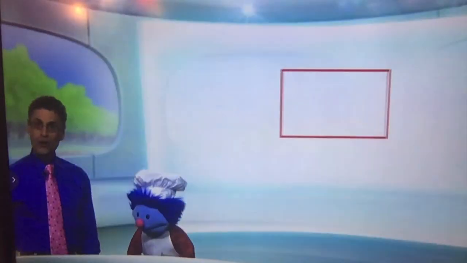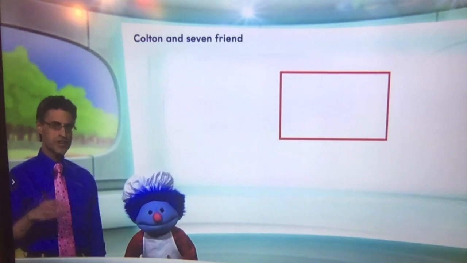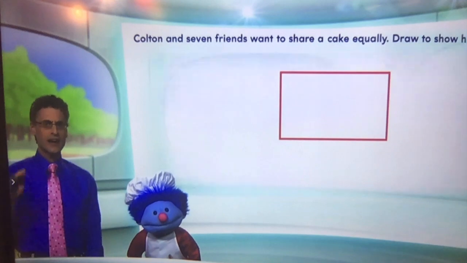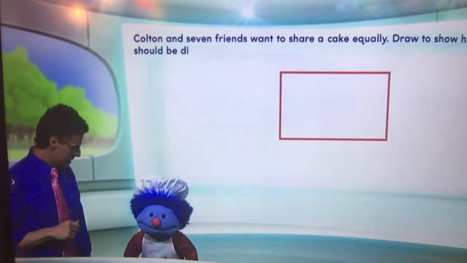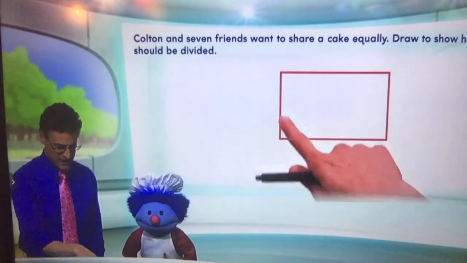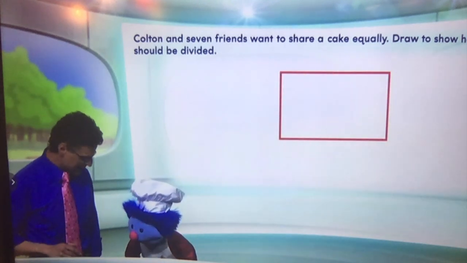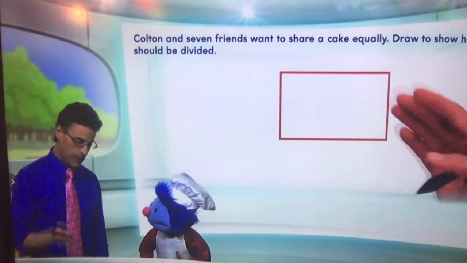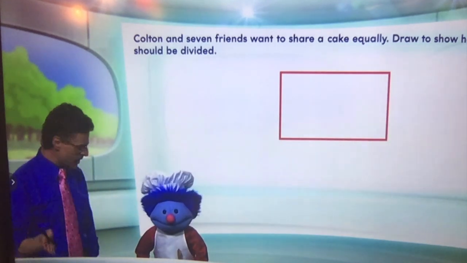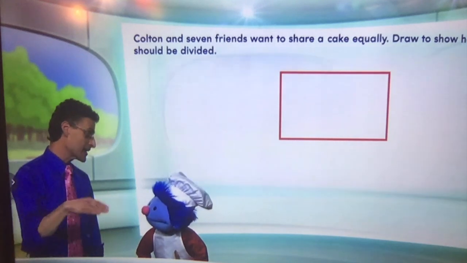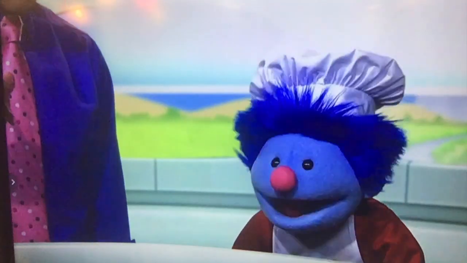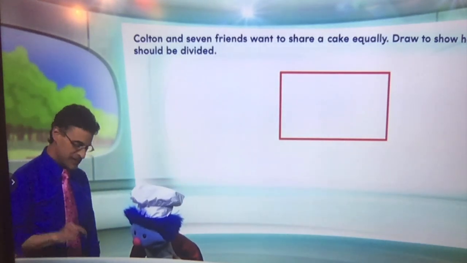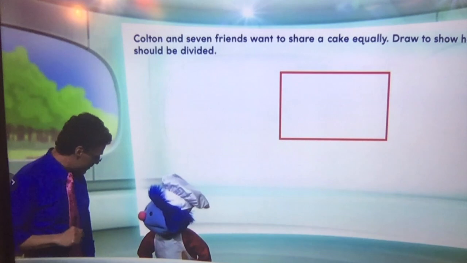Excellent. Okay, so Colton and 7 friends want to share a cake equally. So our challenge is to draw and show how the cake should be divided. Here's a copy of the cake, as a model for the cake, this nice rectangle. And we want to cut it into, well, let's see how many pieces we need. We have Colton and 7 friends, so all told, that's 7 and Colton, that's 8. So we want to cut this cake into 8 equal pieces. That means each piece will be an eighth.